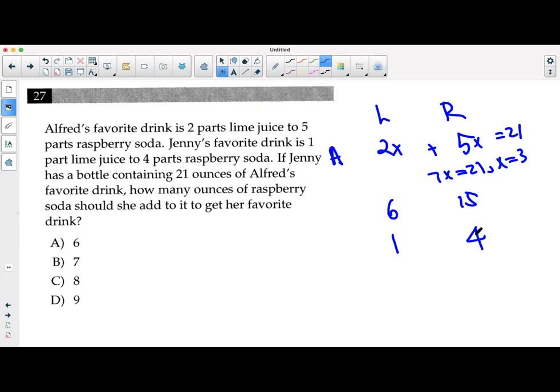But she wants to add a bit more so that it will be a ratio of 1 to 4. If the ratio is 1 to 4, given that the lime juice is the same, I'm going to multiply this one by 6. What do I get? 6 to 24. I need to make 6 to 15 into 6 to 24. How many ounces of raspberry soda do we need to add? It'll be 9 ounces. So that's the logic we can use: finding out how much of Alfred's drink mixture we actually have in terms of ounces, and then converting that this way.